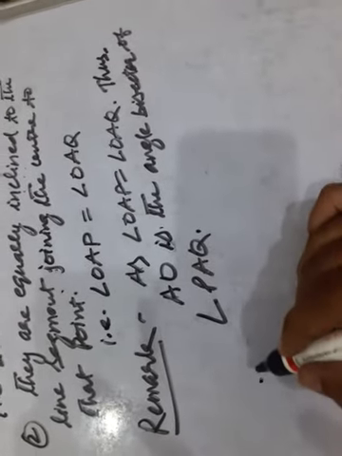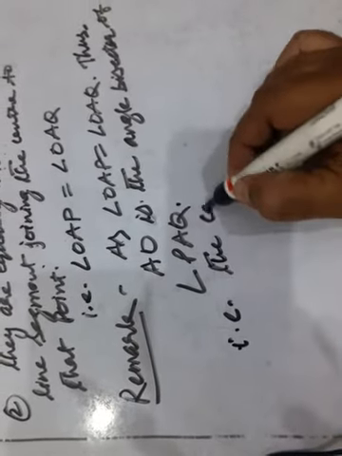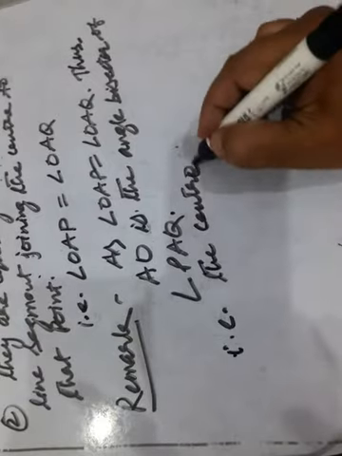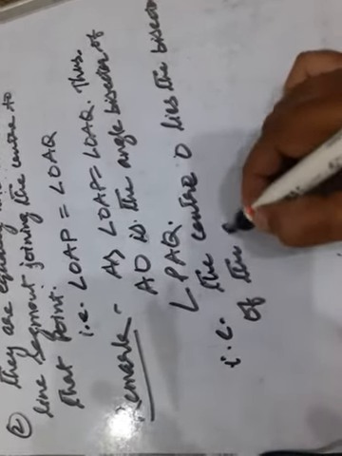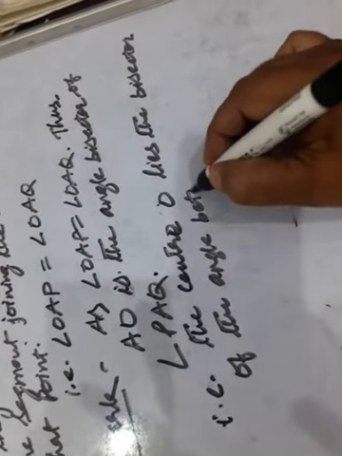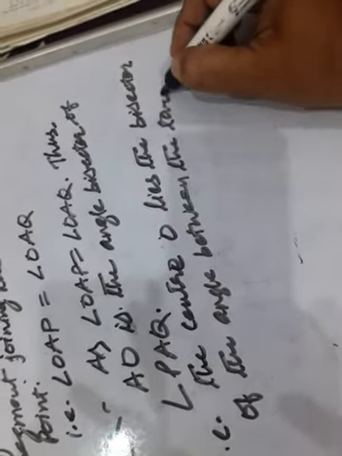See, this implies that. What does it mean? That is the center O, that is the center O. Write down, children: center O lies on the bisector of the angle between the tangents. Okay, children, between the tangents.